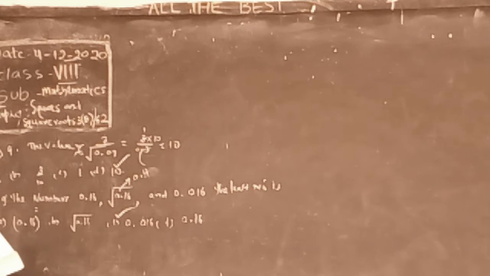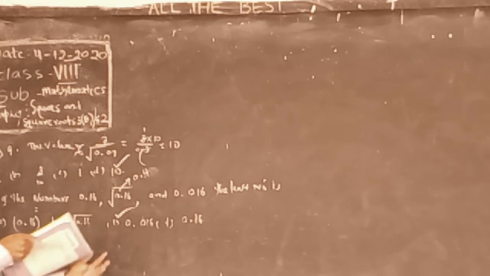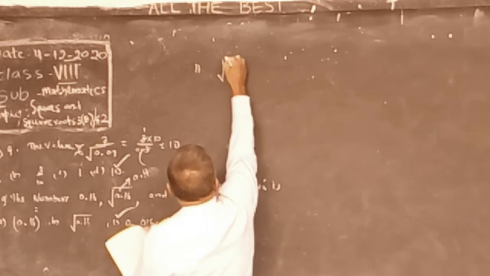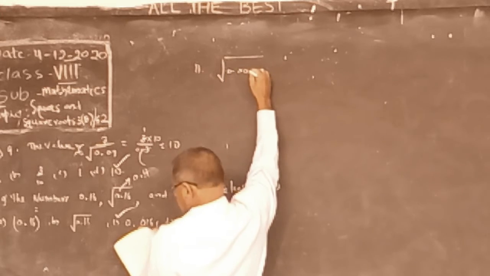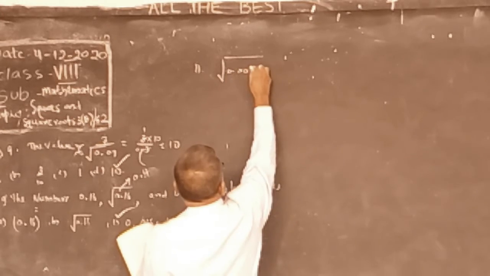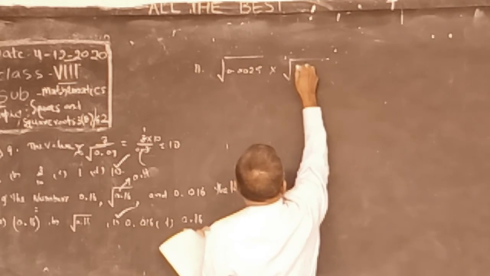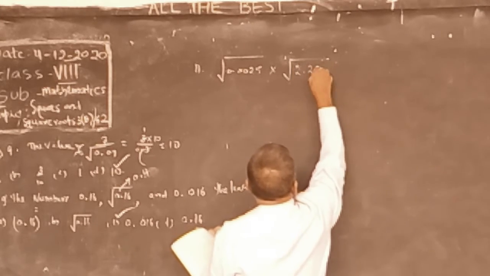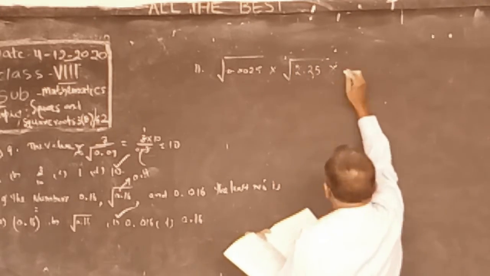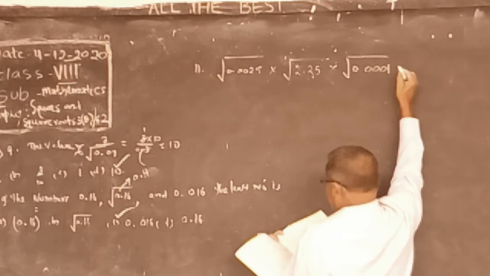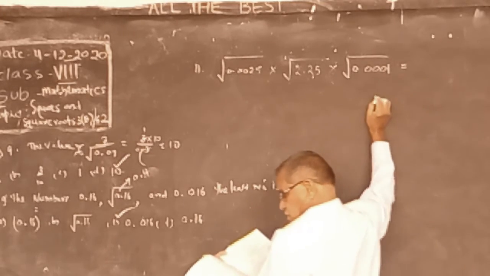9 D, 10 correct. Next question 11. Square root of 0.0025 into square root of 2.25 into square root of 0.001 is equal to, answer A.